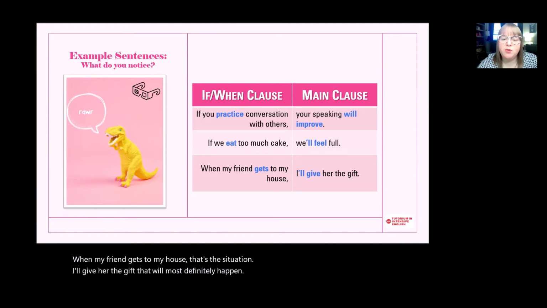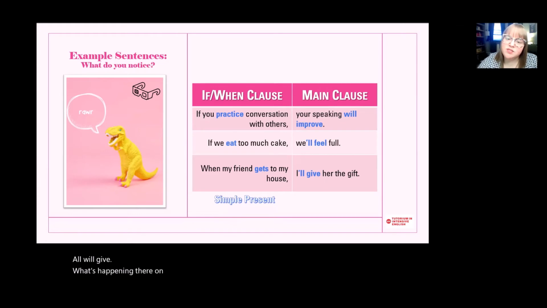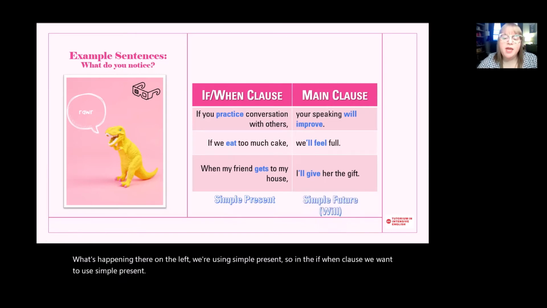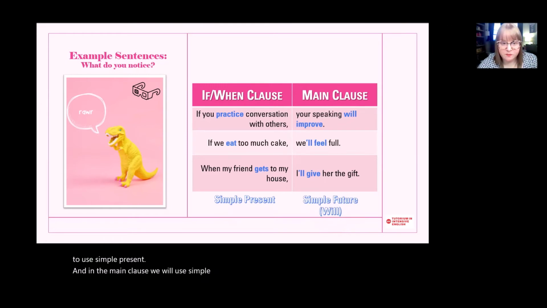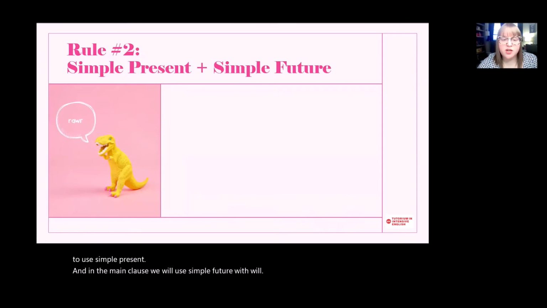Now, let's look at the grammar a little bit. We see practice, eat, gets on the left. And then on the right, we see will improve, will feel, will give. What's happening there? Well, on the left, we're using simple present. So in the if-when clause, we want to use simple present. And in the main clause, we will use simple future with will. There's our rule. There's our equation.